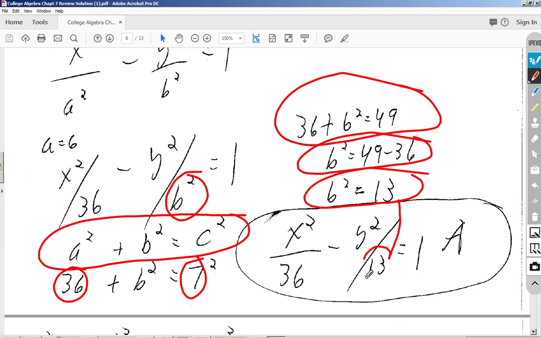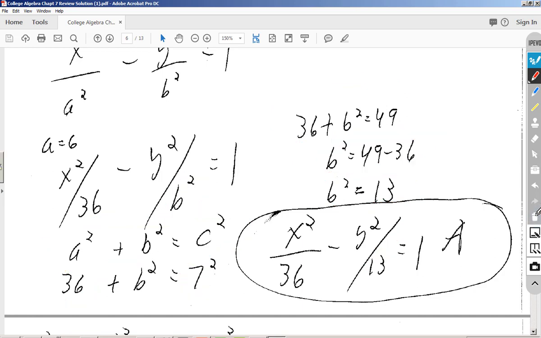I go ahead and put that into my equation. And there's my equation that has those vertices and that foci. And that equation is x squared over 36 minus y squared all over, sorry, minus y squared all over 13, all equals 1. So that answer is A.